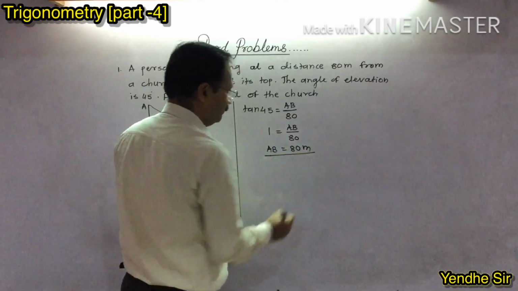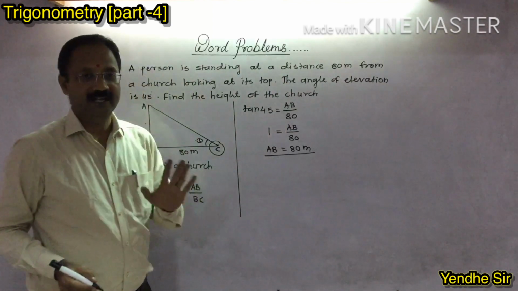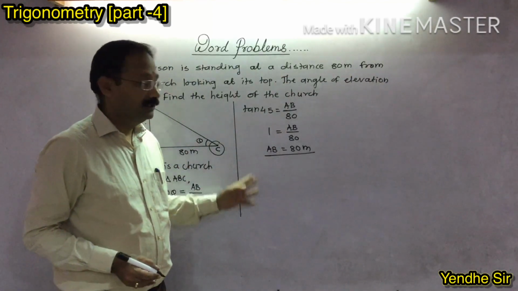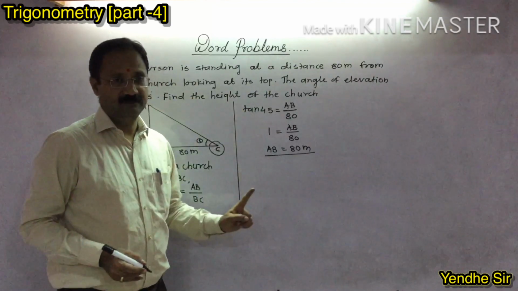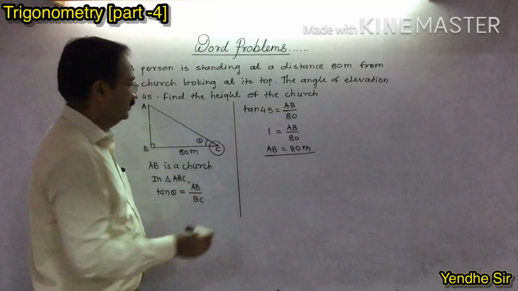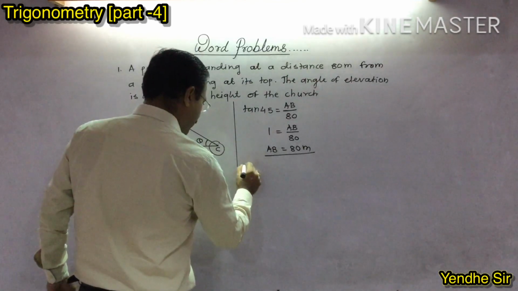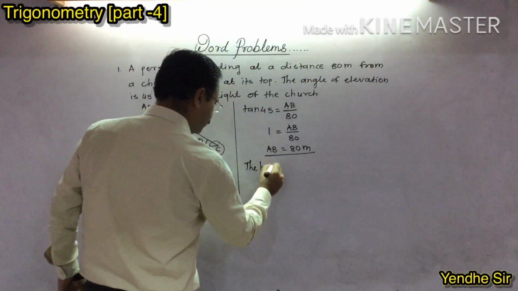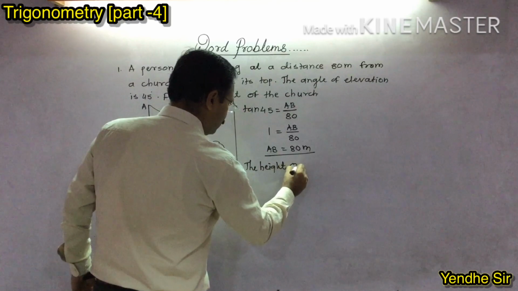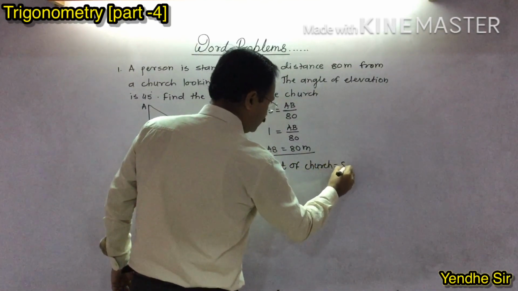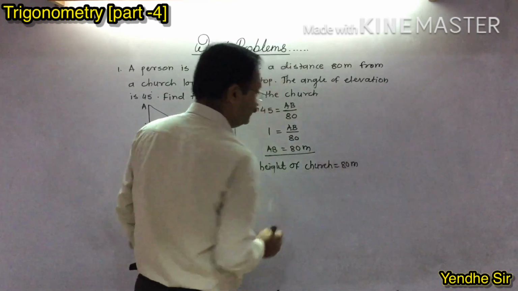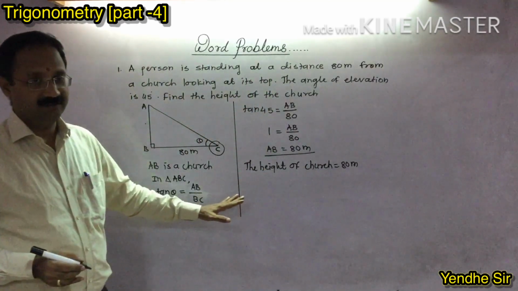But always remember, this is not the perfect answer. So what you have to write? You have to write your answer in a full statement. It has half marks. So the height of the church equals to 80 meter. This is your perfect answer.